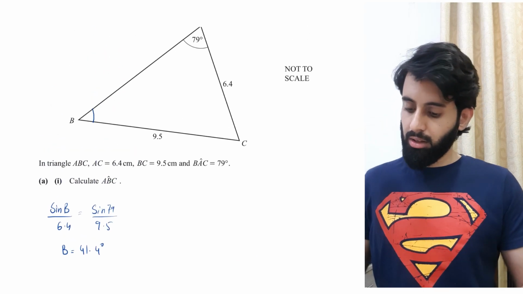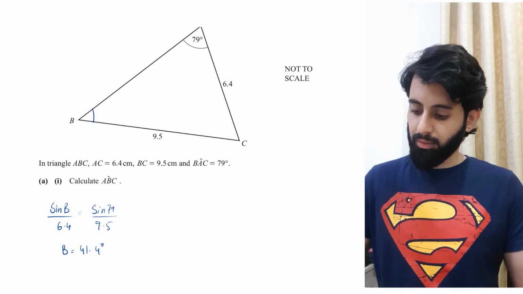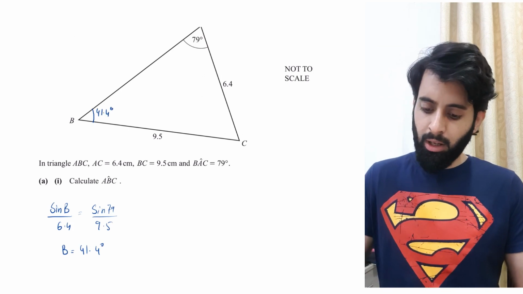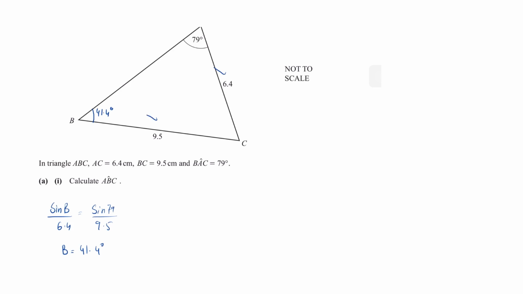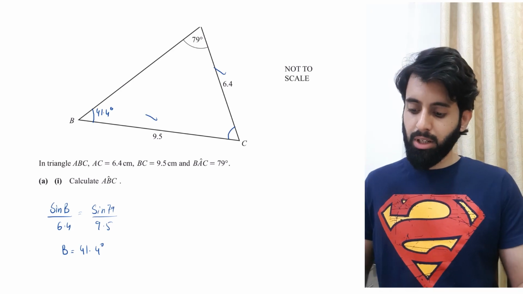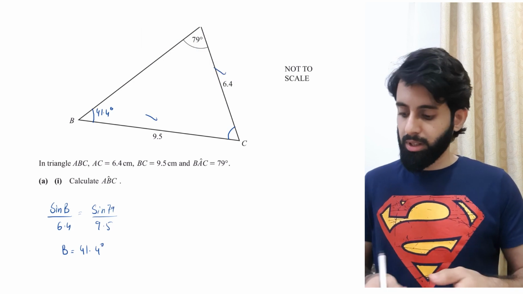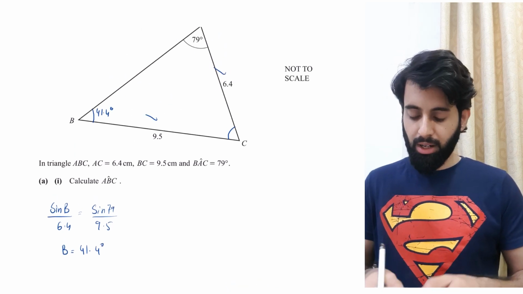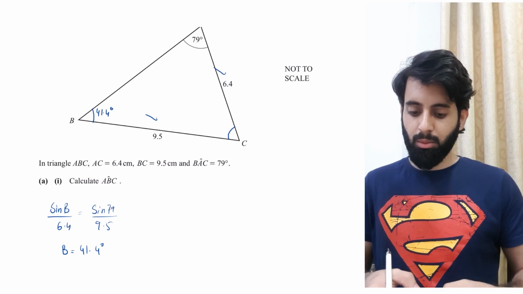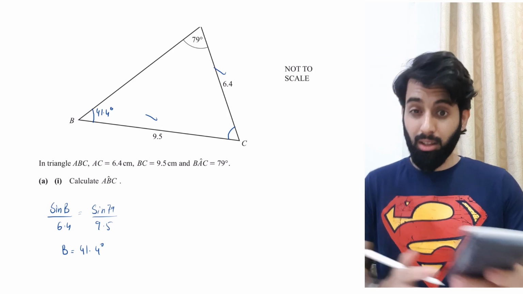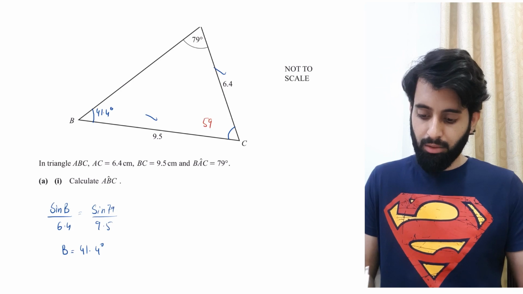Okay, calculate the area. Now if you want to work out the area, it shouldn't be too hard, because to work out the area you need two sides and an included angle. Although we do have two sides, we don't have the included angle, so we can always work that out. I'm going to take the angle that I just worked out, which is 41.4 right here, add 79 to it, and subtract the answer from 180. So that gives me 59.6 degrees.